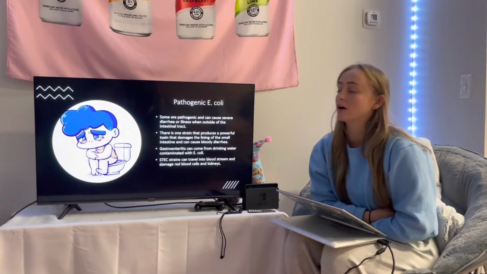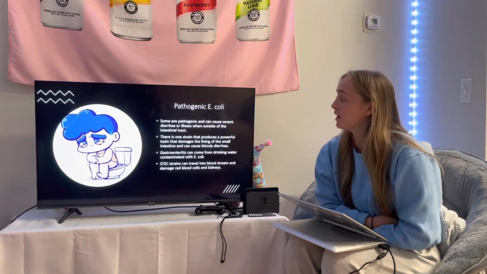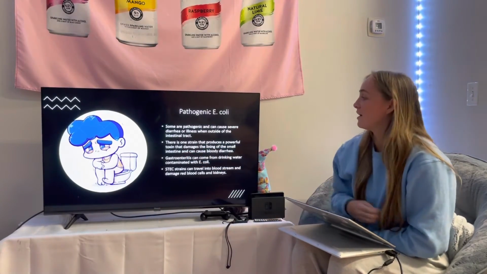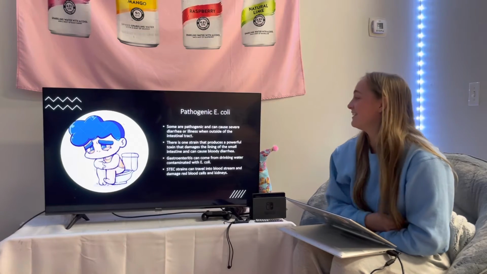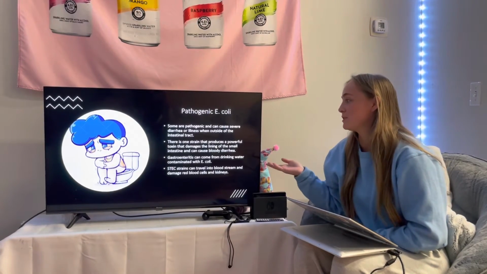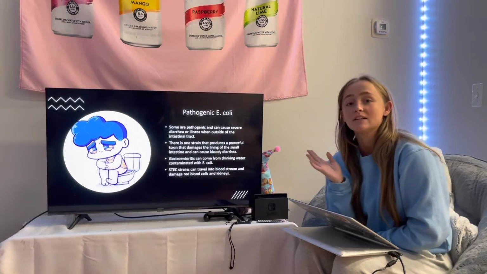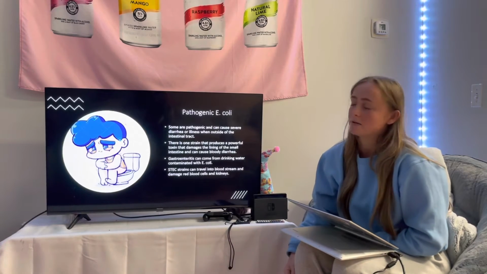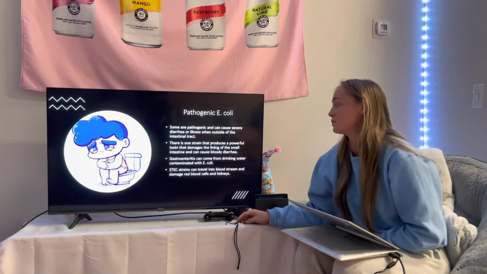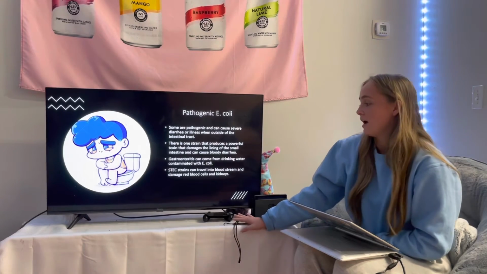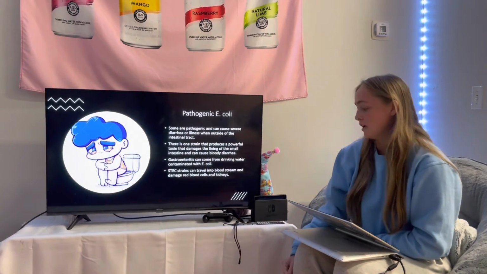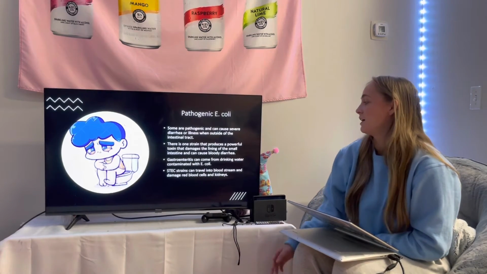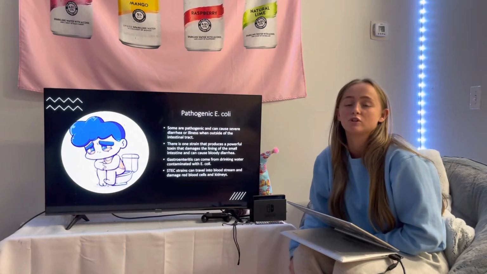So as I mentioned earlier, more different and severe strains of E. coli can be present, and they can cause more severe diarrhea, like our little friend over here, and other illnesses when they get outside of the intestinal tract. For example, one strain produces a powerful toxin that can damage the lining of the intestine and then cause bloody diarrhea. Gastroenteritis, which is also known as just a common stomach bug, can come when one drinks water that's contaminated by E. coli. And finally, as I mentioned kidney damage earlier, a STEC strain, which is a Shiga toxin producing strain of E. coli, can get into the bloodstream and damage the red blood cells, which ultimately will damage the kidneys.